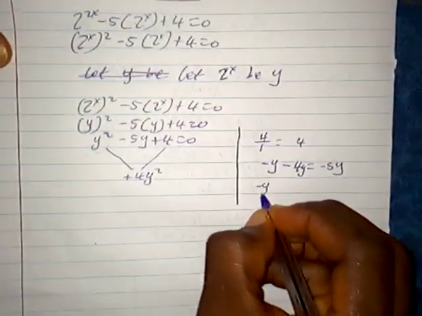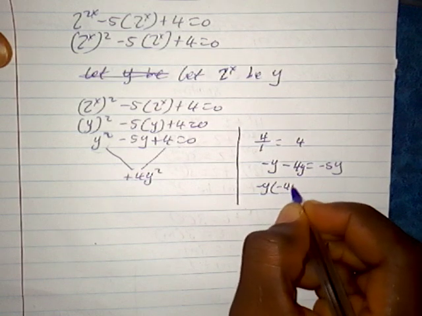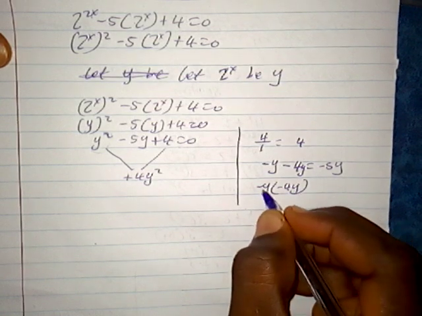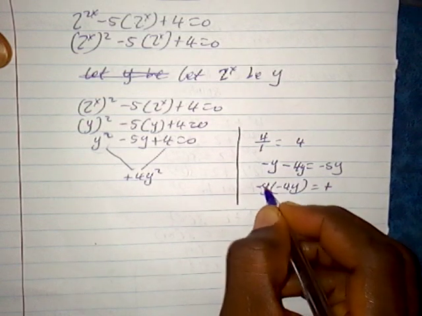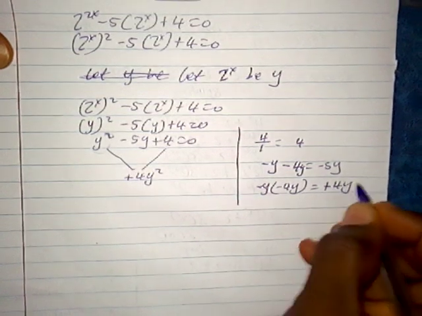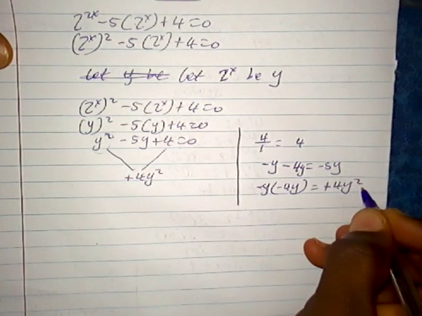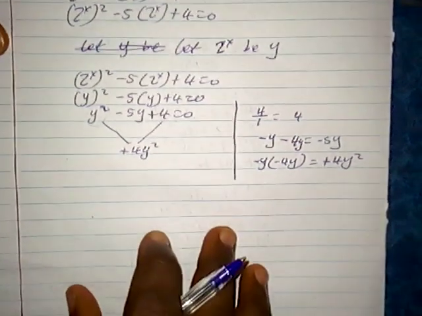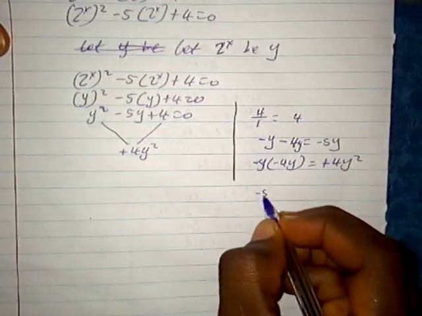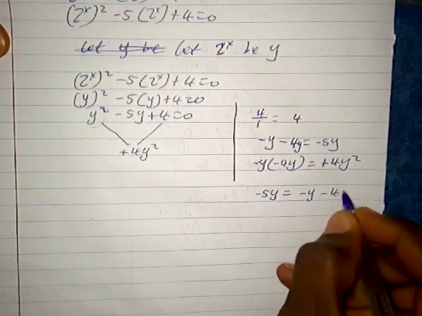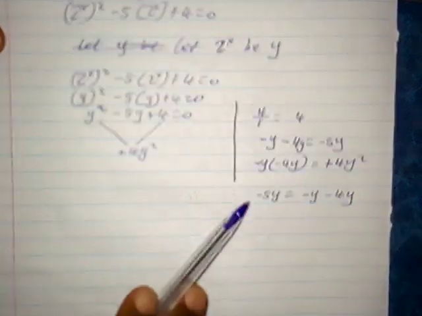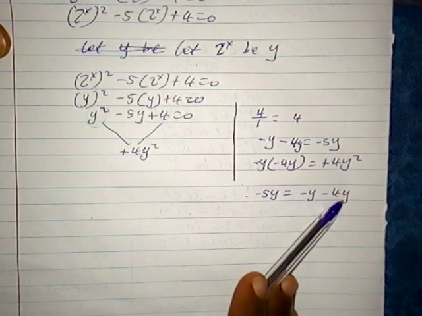So if you multiply minus y by minus 4y, minus times minus is plus, and y times 4y is just 4y squared. You see it? Very simple. What is the next step? So now we say minus 5y is always equal to minus y minus 4y. So anywhere we see minus 5y, we are going to put minus y minus 4y.